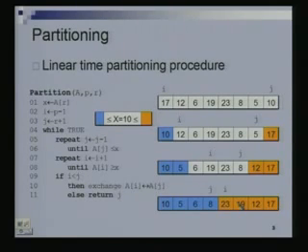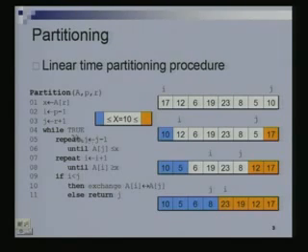Is everyone okay with this? How much time does this procedure take? Order n. Is this clear that it is taking order n time and no more? Because what are we doing? At every step we are decrementing j. So how many times can j be decremented? At most the size of the array.